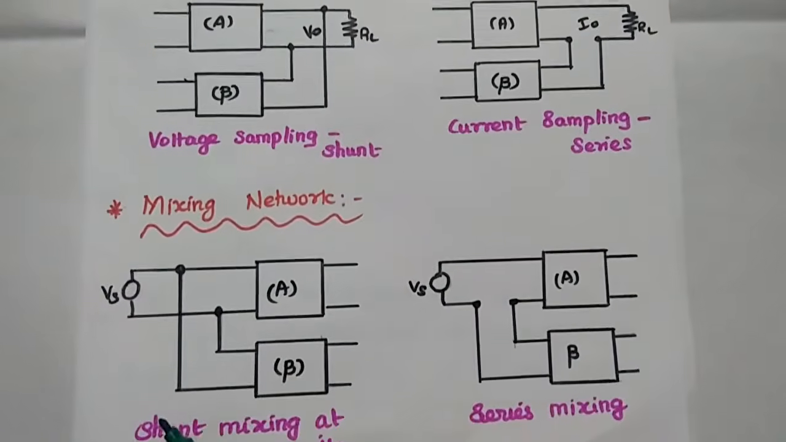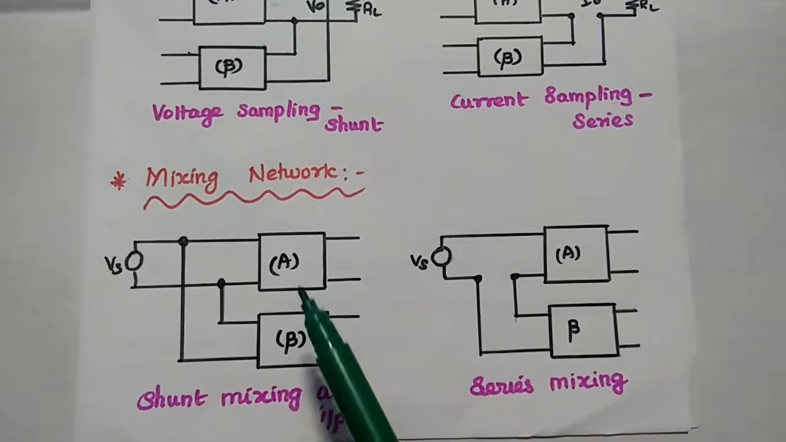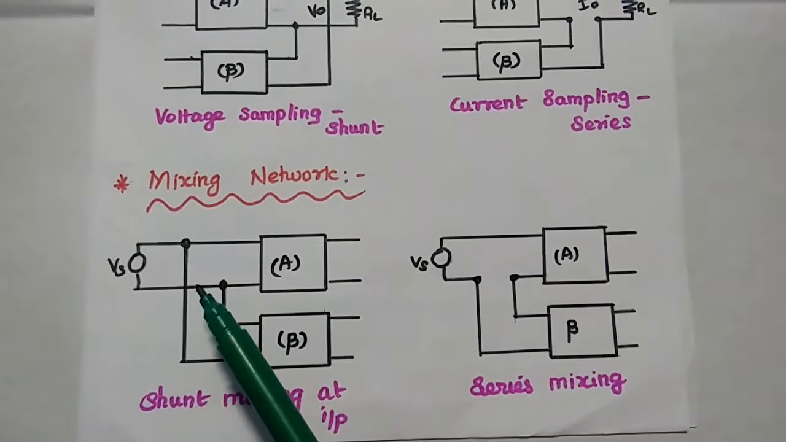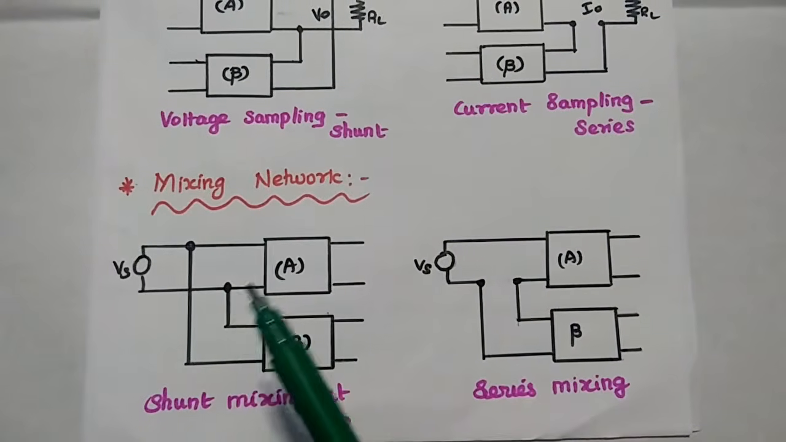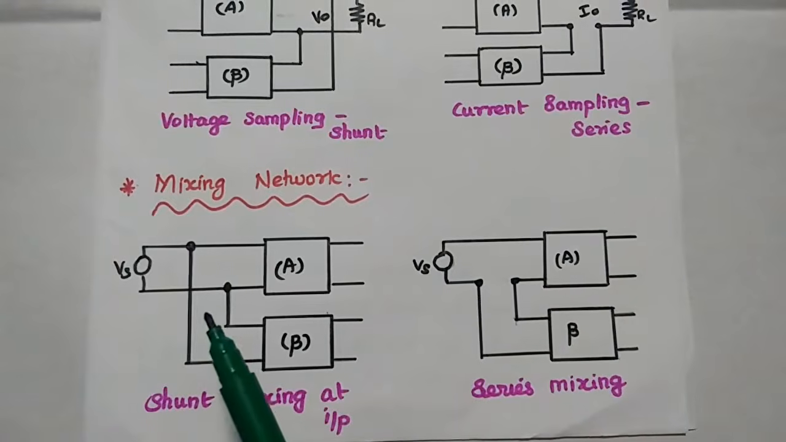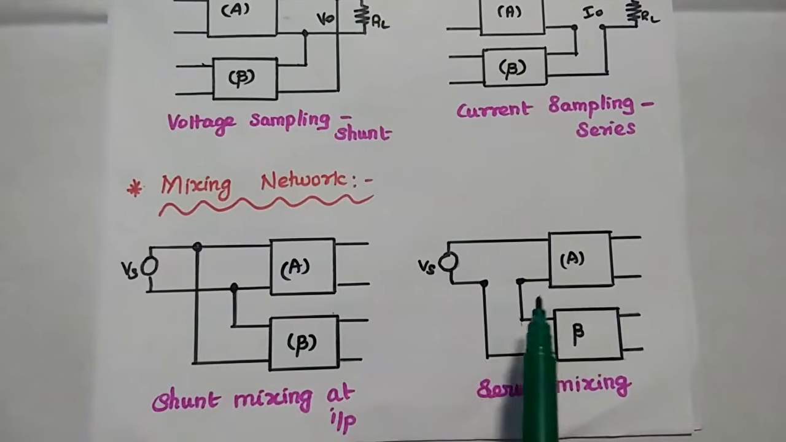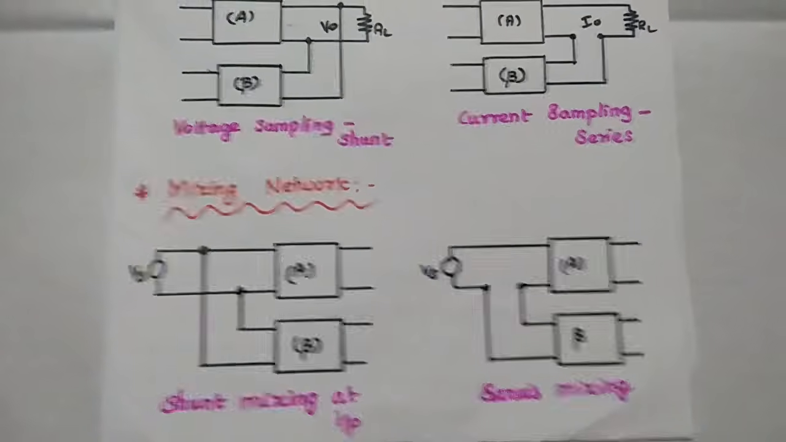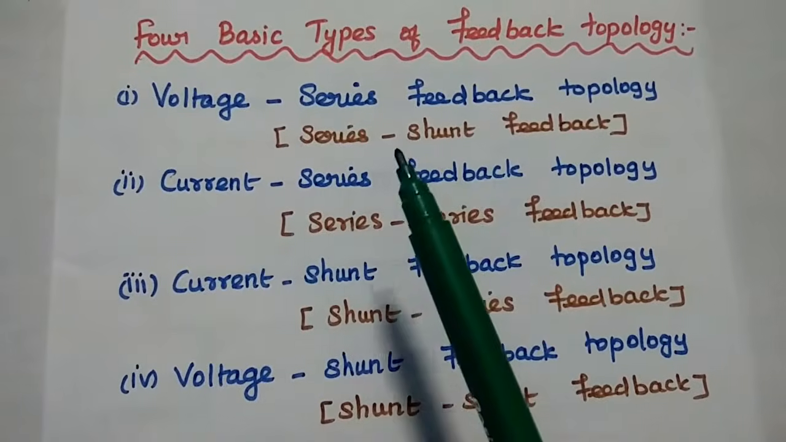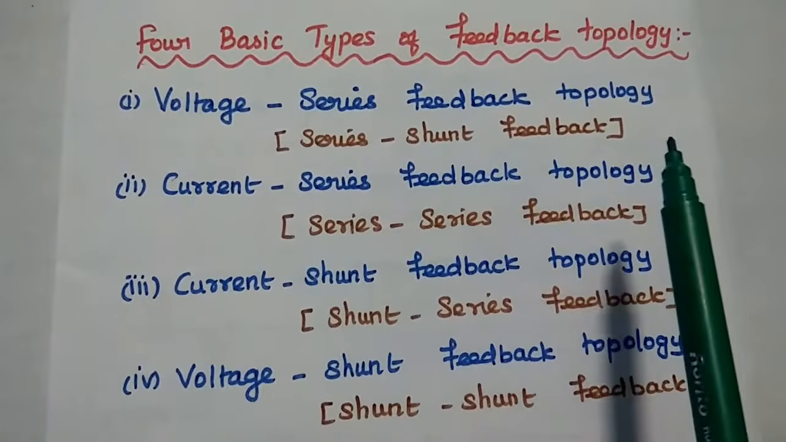Then the mixing network, if you are going to connect the feedback signal with the input side, we can use two types. One is shunt mixing, another one is series mixing. Next one is four basic types of feedback topology.